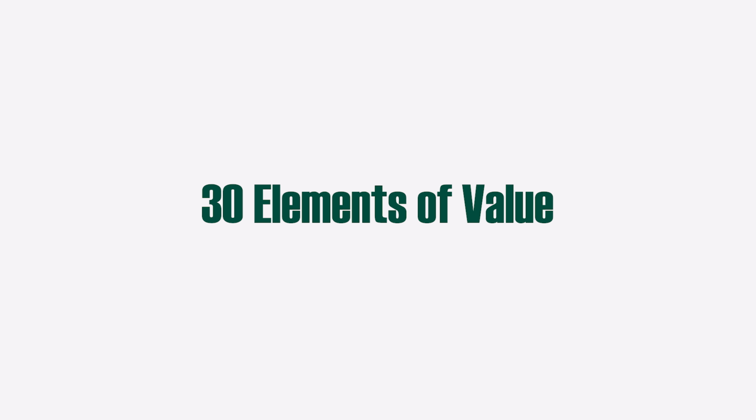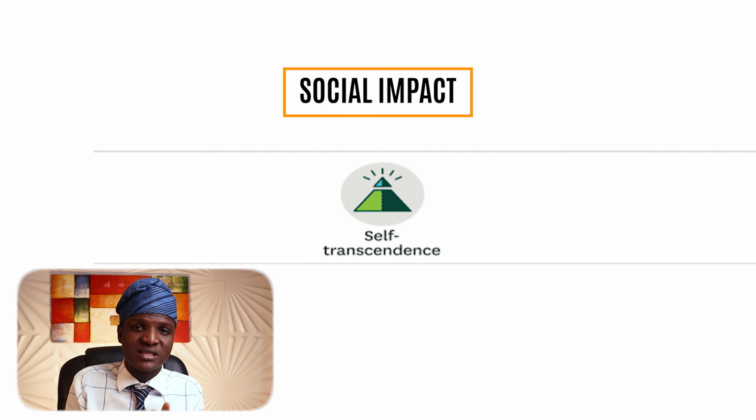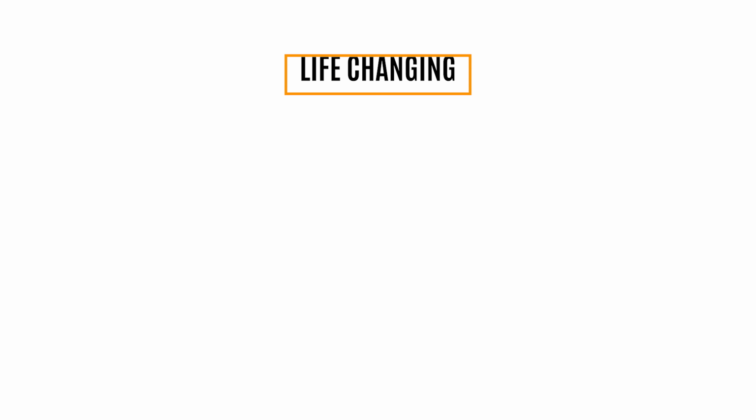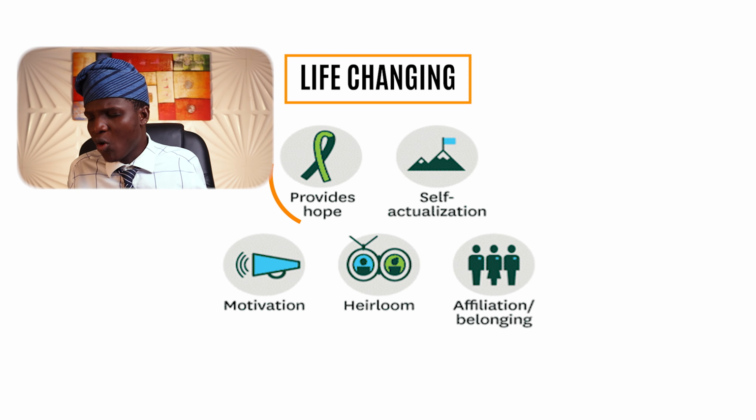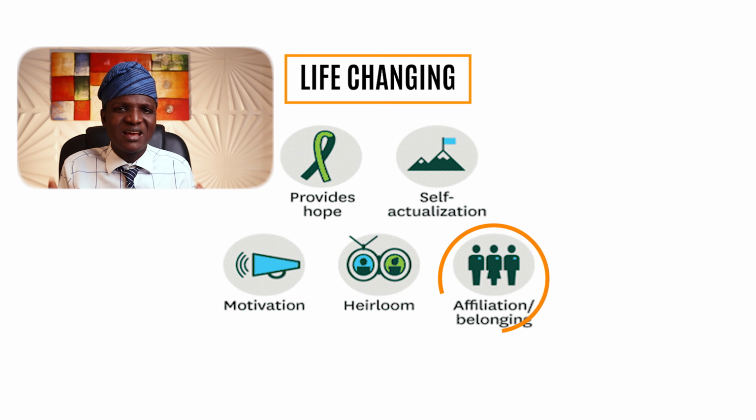But before you understand your value proposition, you need to understand what value your product or services are giving to people. And that is where we are now going to talk about the 30 elements of value. Number 1, you need to know if your product or services value is around social impact, which can also be said as self-transcendence. Or number 2, you need to know if it is life-changing. For example, it provides hope for people, self-actualization, your product or services motivates people to do more. Or most importantly, is giving them a sense of belongingness.